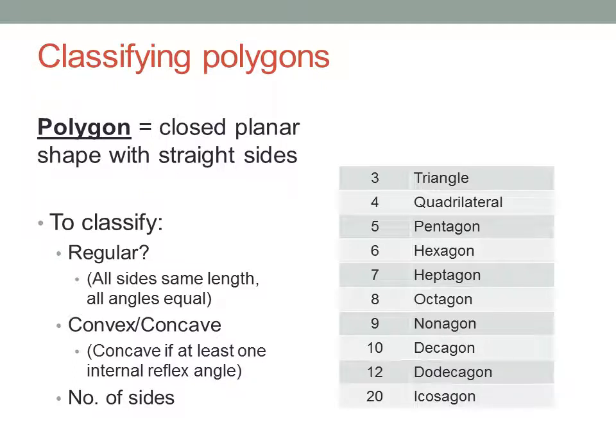Names beyond 10 are not as commonly heard. However, two are worth knowing. A 12-sided polygon is a dodecagon. That's the shape of an Australian 50-cent piece. And a polygon with 20 sides is called an icosagon. Let me show you some examples.